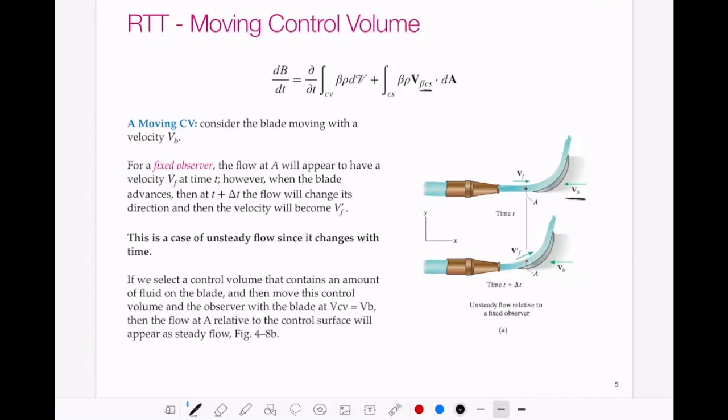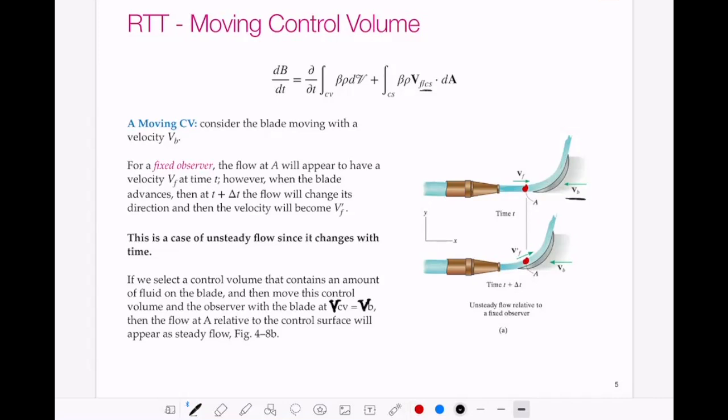So for the same point in space, I'll draw this in red to make it a bit bigger, the same point in space, here and here, the velocity has changed direction. If the velocity is changing direction at some point in space within our control volume, that means we have unsteady flow. So what we can do is select a control volume that contains an amount of fluid on the blade, and then move this control volume with the blade. So the velocity of our control volume is equal to the velocity of the blade.